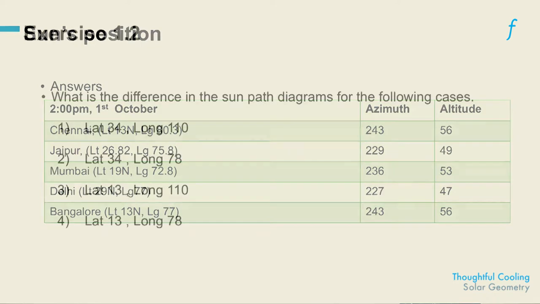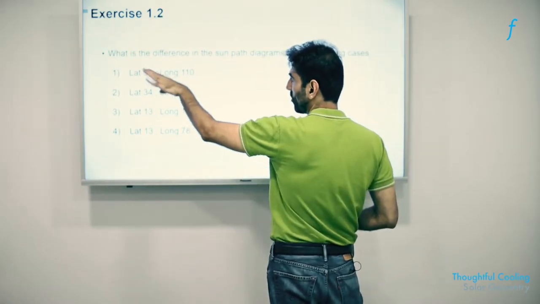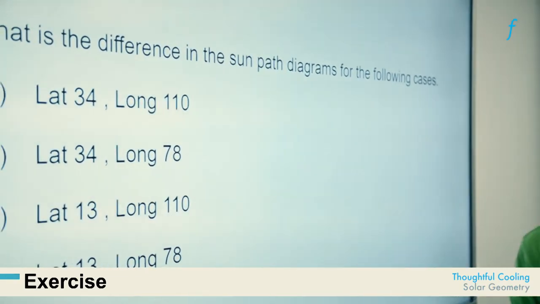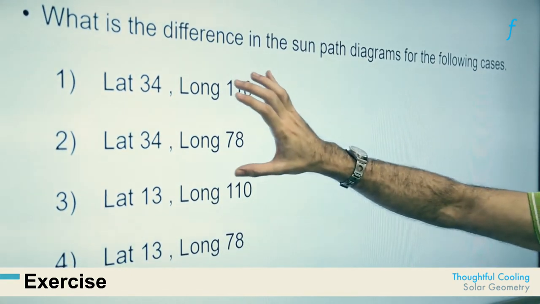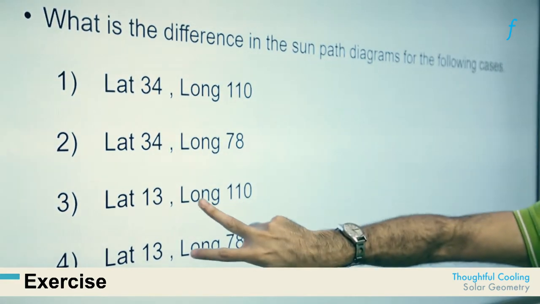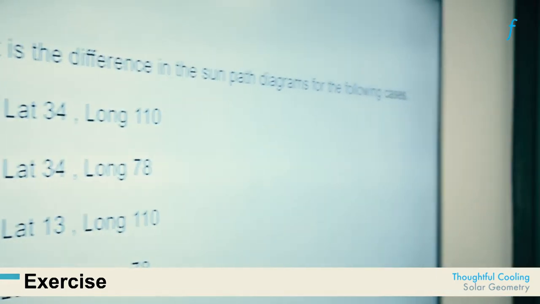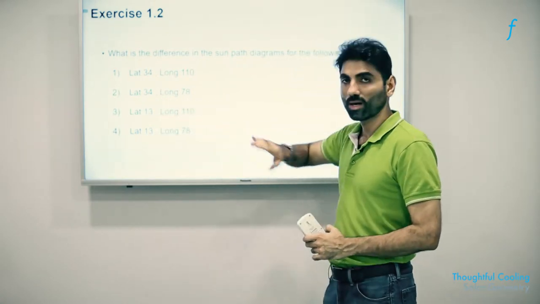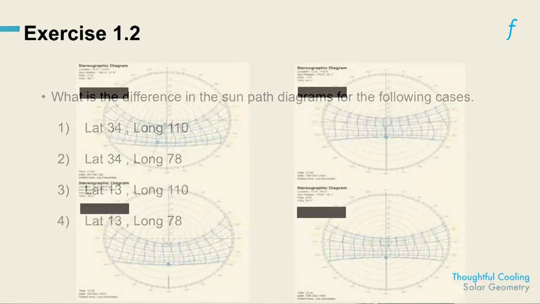Here's another exercise we could conduct: what is the difference in the sun path for these kinds of cities? You can see that two of these cities share the same latitude, 1 and 2, and 3 and 4. Now the longitudes differ, but longitudes don't have that much of an influence on the shape of the sun path. So one can imagine a certain common sun path shape for this city. This one is further north, so one can imagine a steeper curve in the sun path, whereas this would be a less steep curve and slightly more symmetrical around the equator. So let's see what the four different sun paths look like in the next slide.